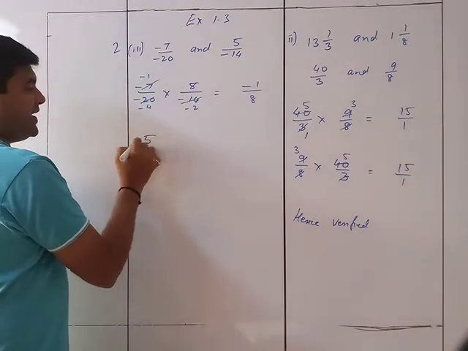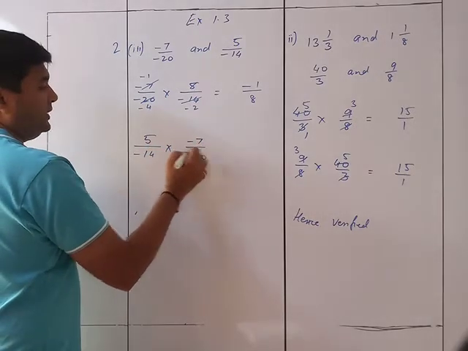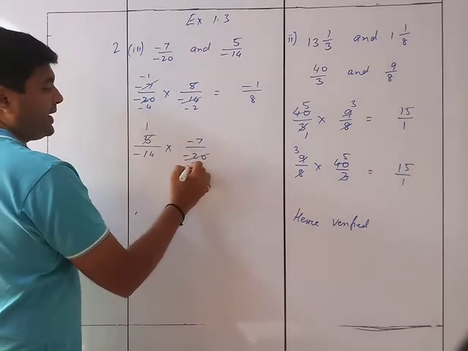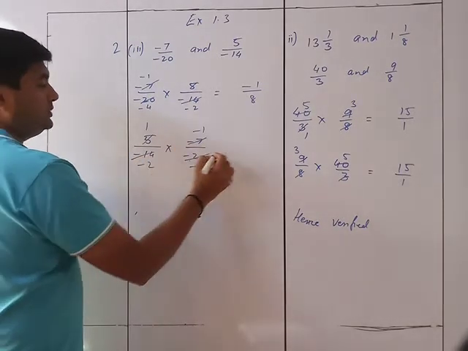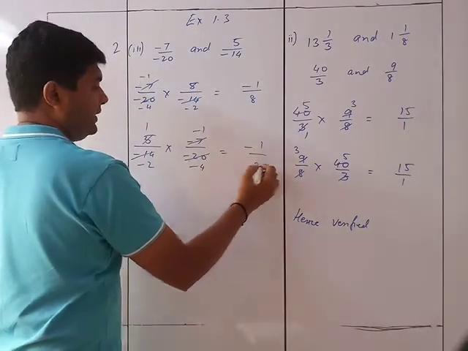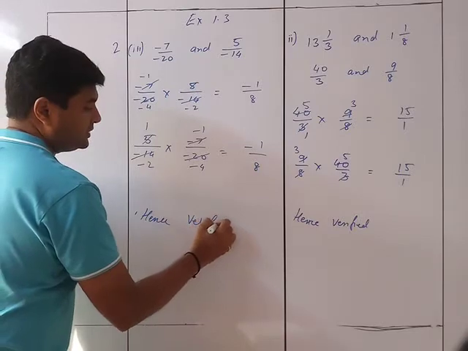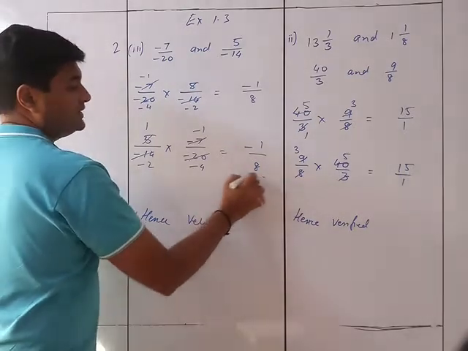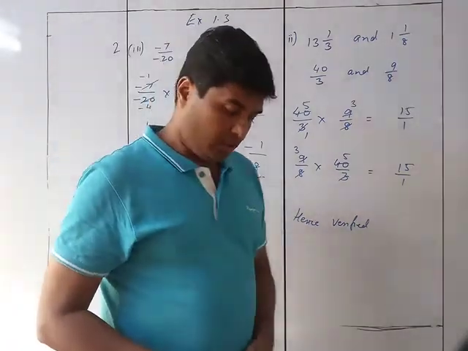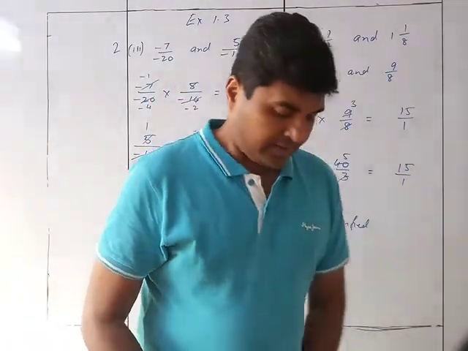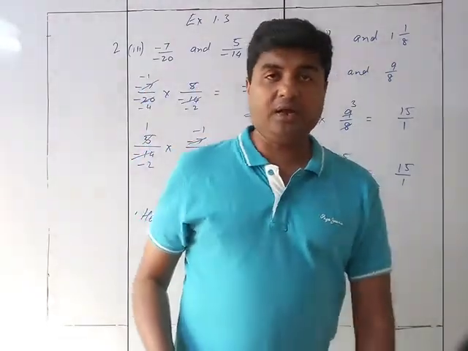Reversing the order, it is 5 upon minus 14 into minus 7 upon minus 20. Again 5 1s are, 5 and minus 20, 4s are, minus 1 here, minus 2. This gives me minus 1 upon 8. Hence verified, because the two answers are equal. That was the third one. The next one is: verify the following and name the property also.